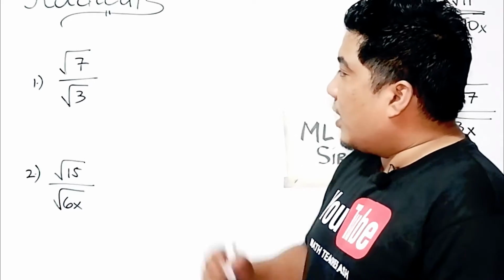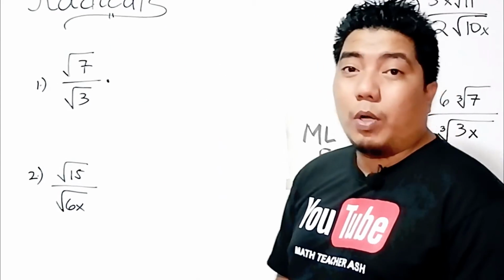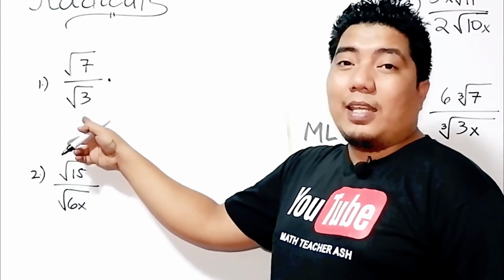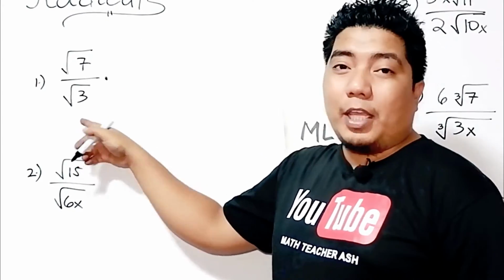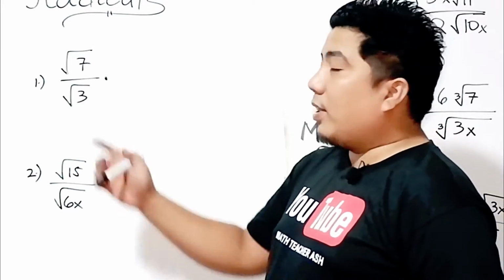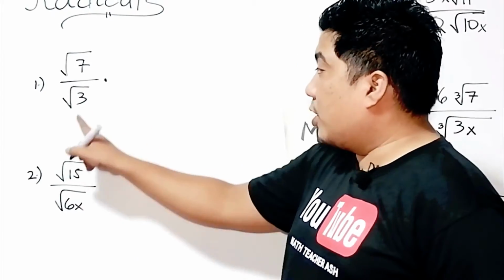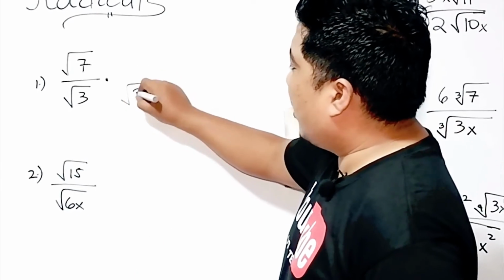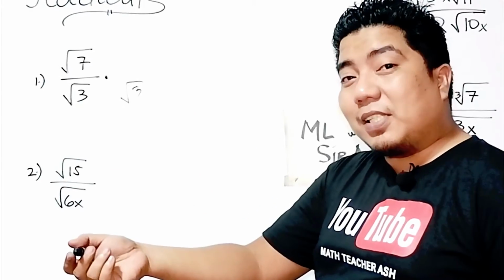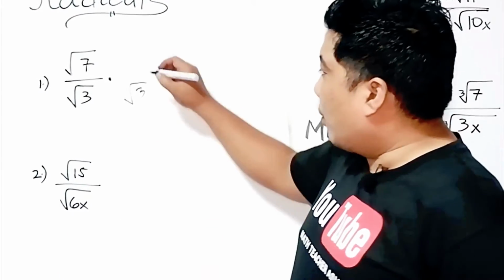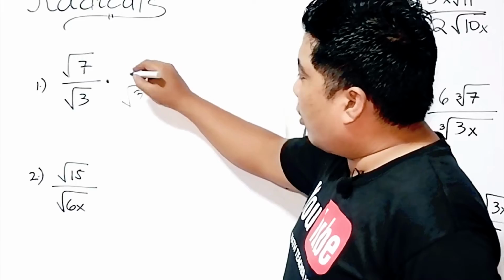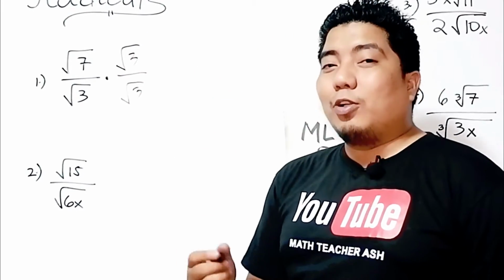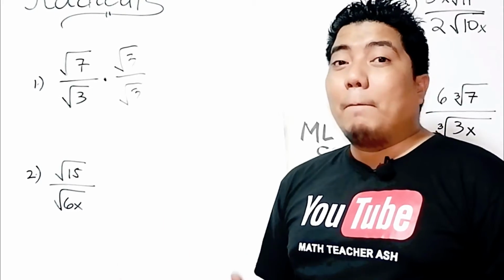If that is the case, then we just apply our rationalization and multiply the whole fraction by the needed number for the denominator to become a perfect square. Now, what number is needed for the square root of 3 to become a perfect square? That is square root of 3, because 3 times 3 will become positive 9, and that is a perfect square. So if you multiply square root of 3 in the denominator, you also multiply square root of 3 in the numerator so that the whole value will stay balanced.